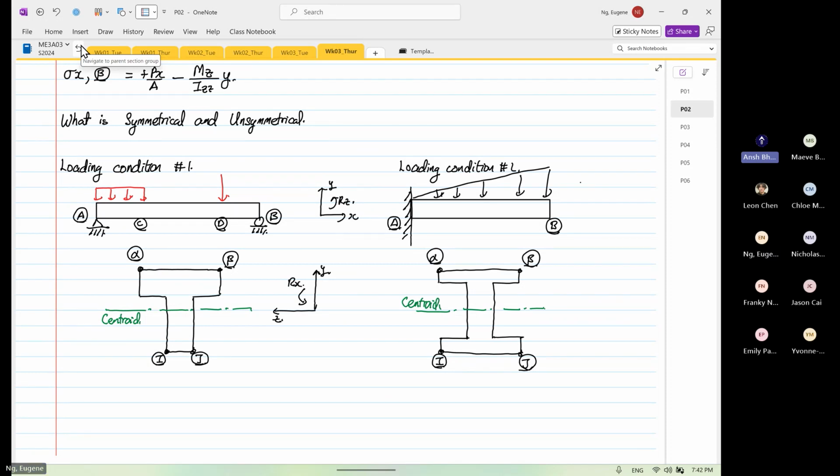I think since the loads are perpendicular to the centroid, one of the faces will be in compression and the other one will be in tension. Is it because of that? So you're partially right. Okay, not quite right yet, but partially right. So let me explain.